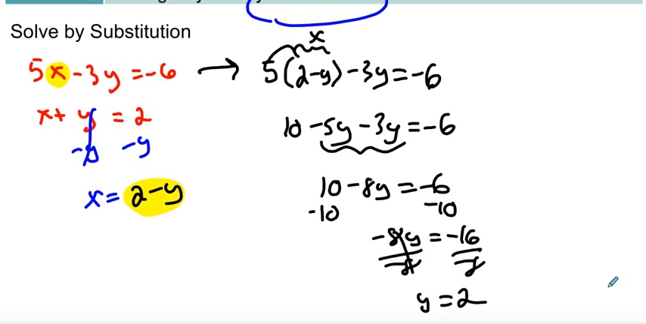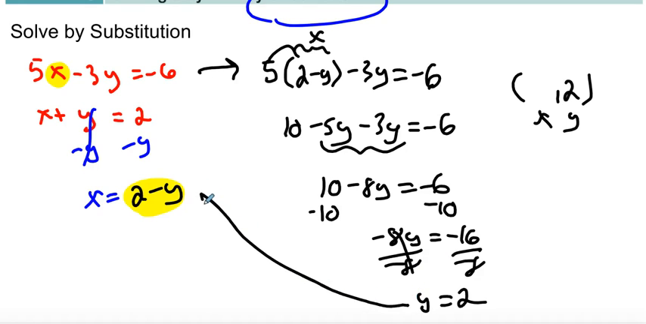So again, remember, we're trying to figure out what our coordinate point is, right? So we just figured out half of our solution, which is 2. That's the y value. But now, what's our x value? Well, check this out. Let's just do that right there. x is equal to 2 minus our y value of 2. So x equals 0. So 0, 2. That should be our solution here.